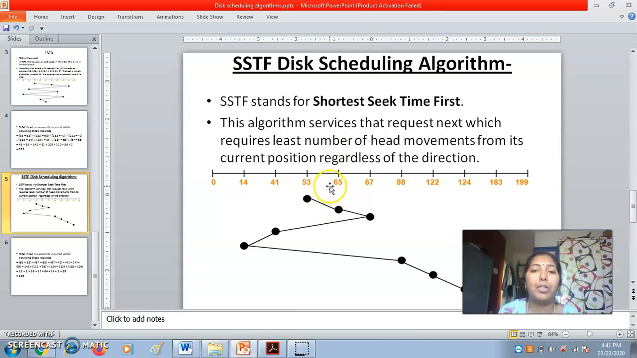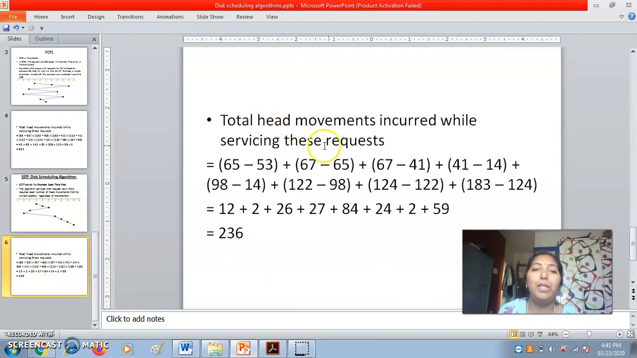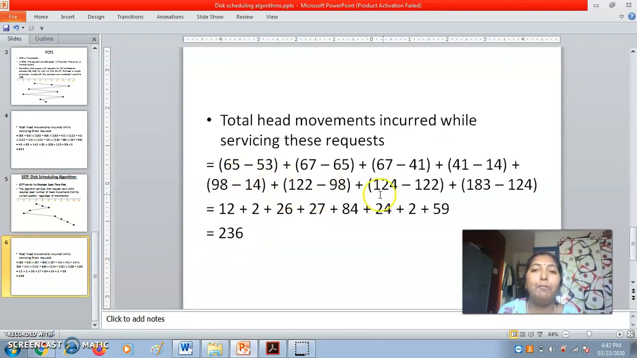Similarly, after the 65 we can serve the 67, and after that we can serve the 41. Next we will serve the 14. Like this we will serve all the requests. And here we'll see how many head movements are required by SSTF. Here also we follow the same procedure. We should find the differences between 65 and 53, 67 and 65, 67 and 41, 41 and 14, and so on. If we sum all these head movements, it requires only 236 head movements.